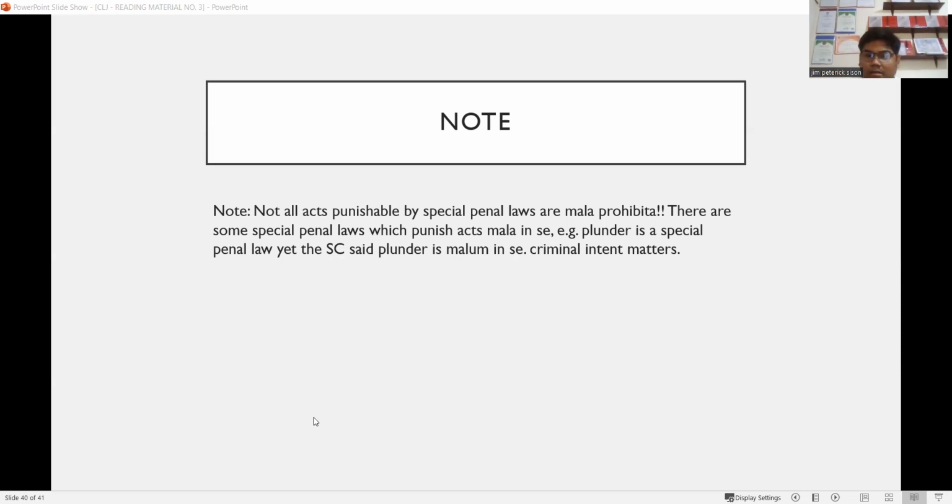criminal intent matters in this case. Plunder is punished under a special law, okay? But it's considered as a malum in se because plunder is evil in its nature.